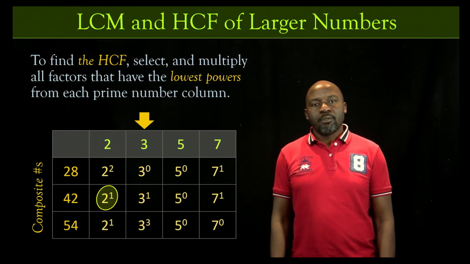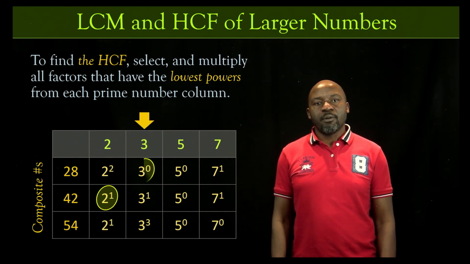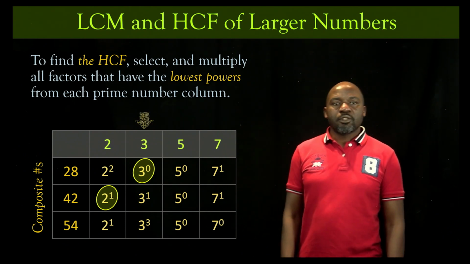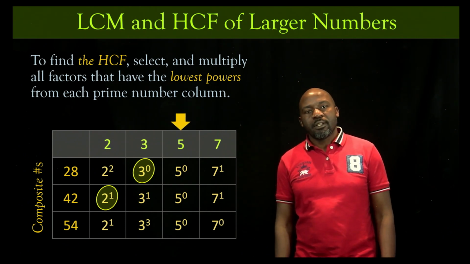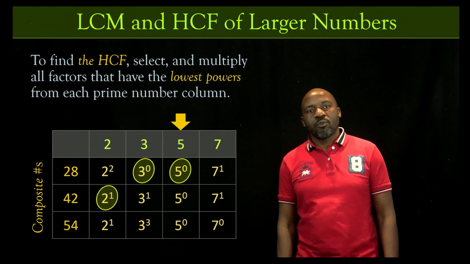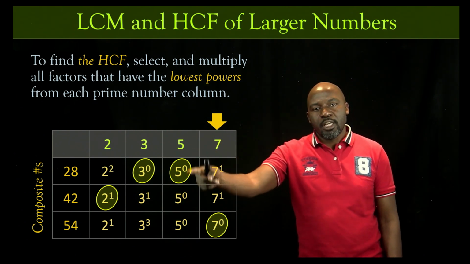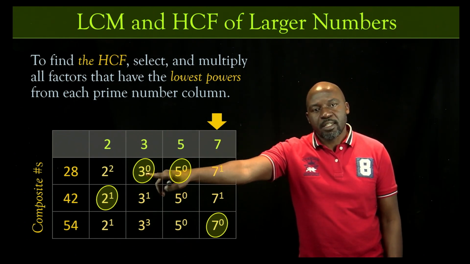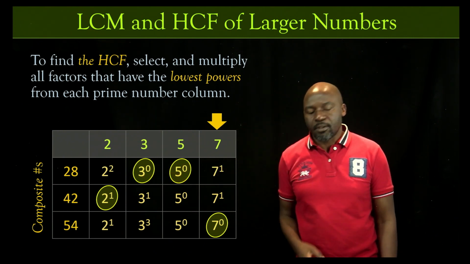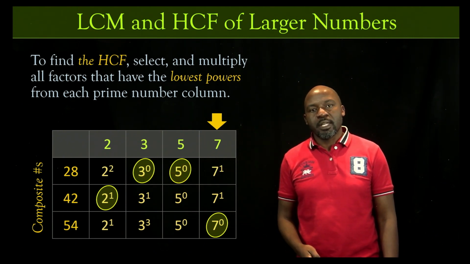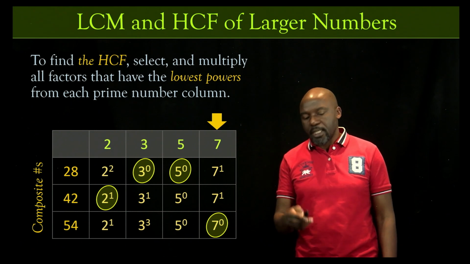From the next column, the lowest power there is 3 power 0. From the next one, it is 5 power 0. And from the next one, it is 7 power 0. We go for the lowest power. Okay, so it does help to include this. Even if there is none, it helps to put 3 power 0 there if there is no 3 as a factor of 28.